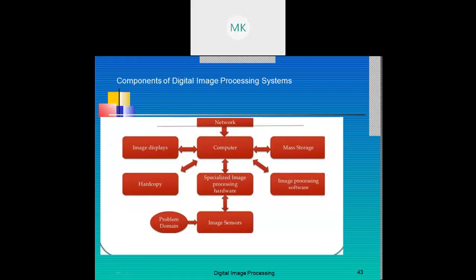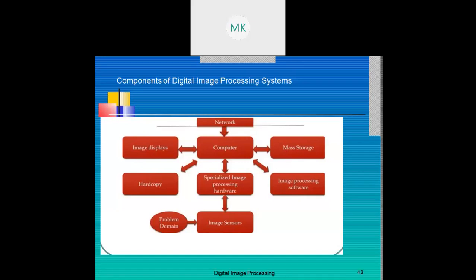If we consider the general purpose system for digital image processing, it makes use of image sensors, specialized image processing hardware, a computer, image displays, hard copy, mass storage, and image processing software, as well as a network. We'll consider the function of each element in detail.